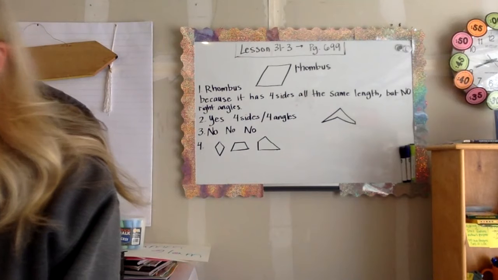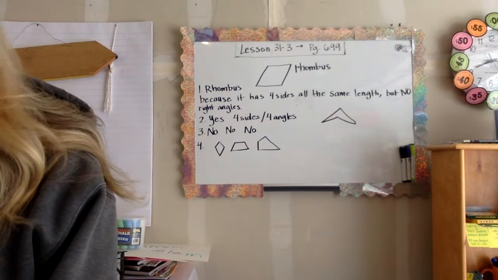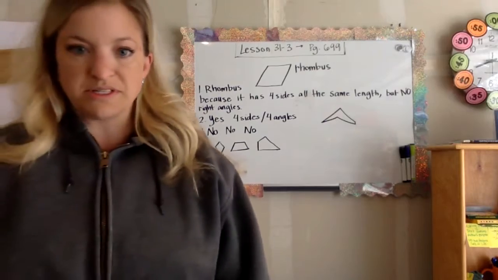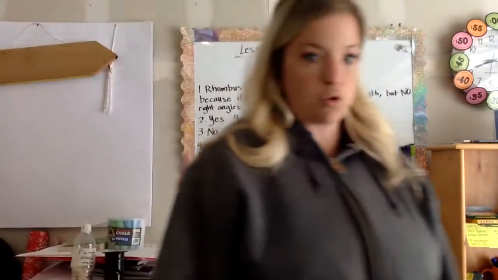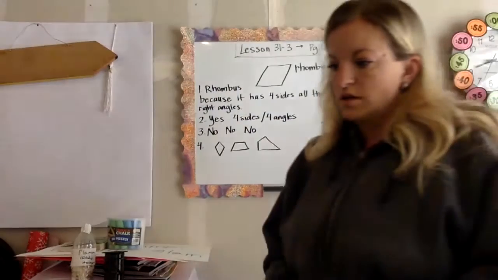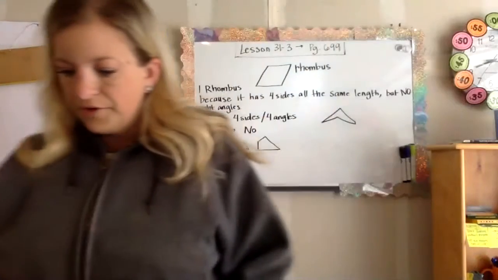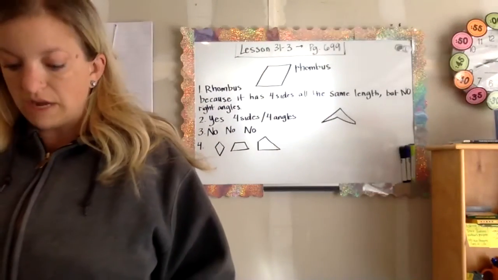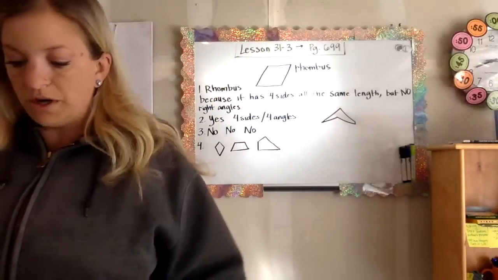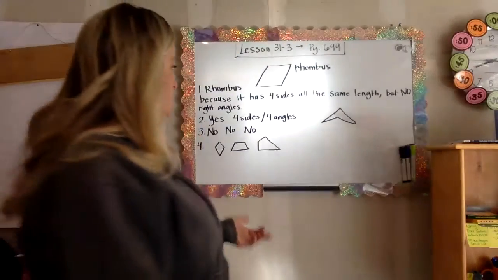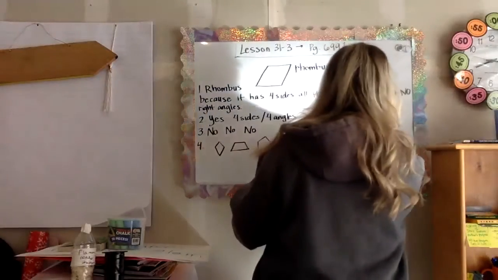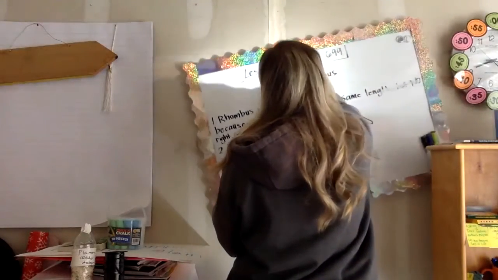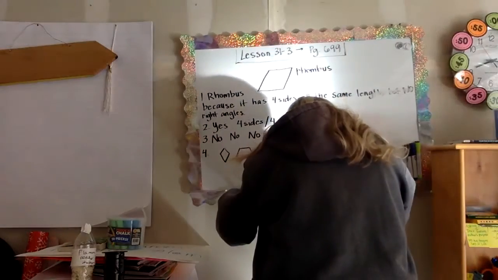Okay, page 702. So turn the page, we're on 702. Problem number 6. It says circle all of the quadrilaterals below that have 2 pairs of sides the same length but are not rectangles. So the first one is a rectangle, so you're not going to circle that one.